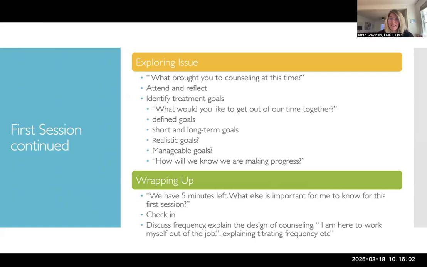Another question I like to ask is, how will we know that we're making progress in what we're working on? We will set up these goals that are realistic and manageable and specific, as we will talk about in the future. But how will this person individually know that we're making progress? Because ultimately, it's up to them that they want to see progress. So, what does progress look like in terms of reducing their anger, or what would progress look like in terms of reducing their anxiety when they're going to work? What are they expecting? Because sometimes clients are expecting a lot of things that may not be possible.